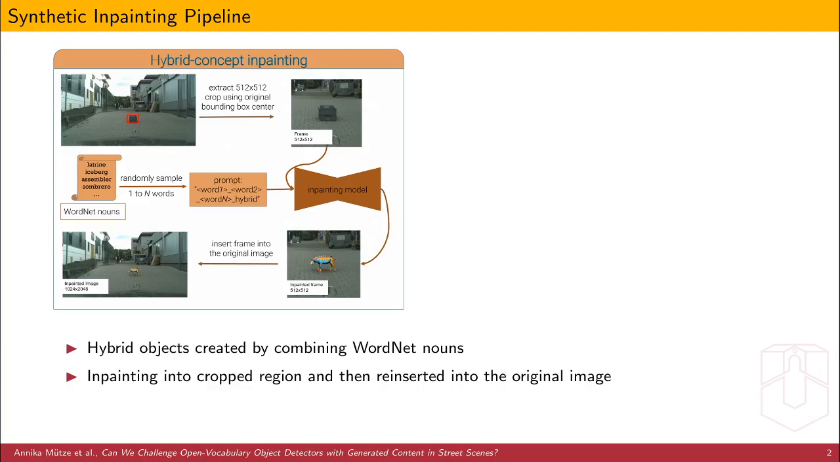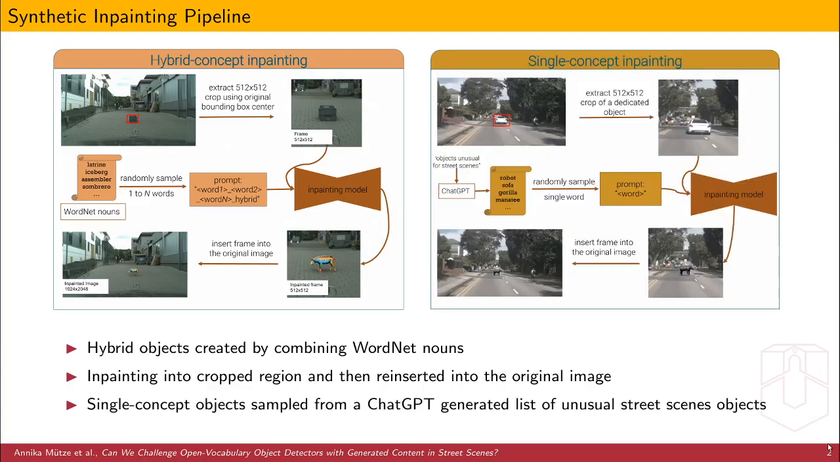With this, we can generate completely new datasets where the scene is preserved, but we can insert unusual and completely unimaginable objects. We also look into single concept inpainting, where we ask ChatGPT to produce a list of objects unusual for street scenes. So here we look into more realistic, but also unusual objects for street scenes. Based on the single word prompt and the crop of an object which we want to replace, we can do the inpainting in the same way.